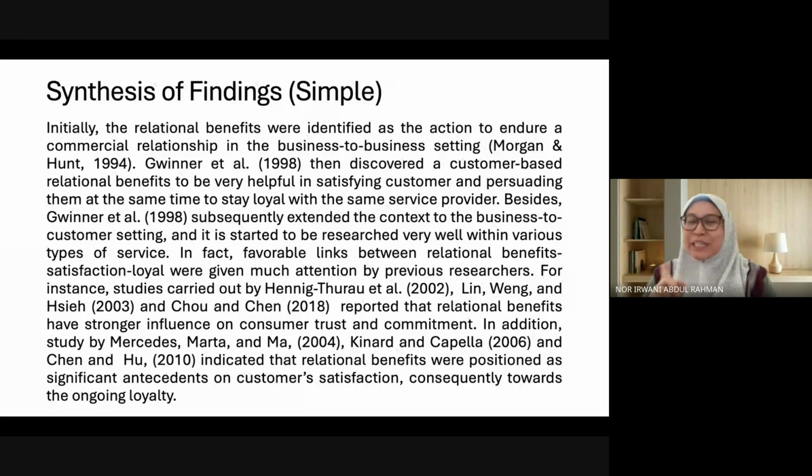ChatGPT cannot do it. Okay. Have stronger influence instead of effects, impacts. We use influence. In addition, ChatGPT does not know who is Mercedes, Martha, and Ma, Kinart and Capella. They do not know.